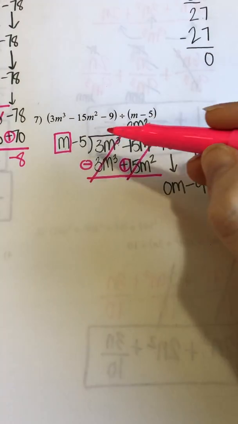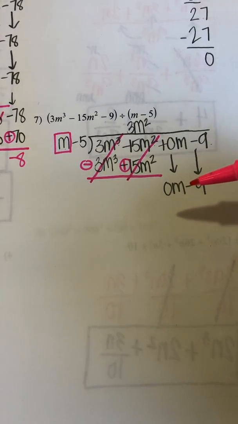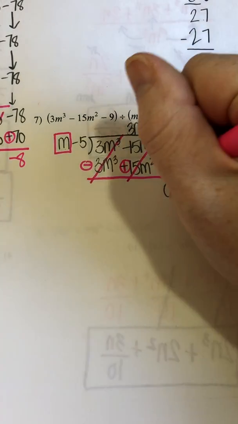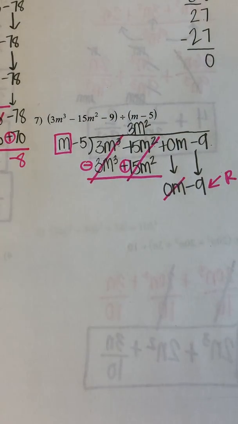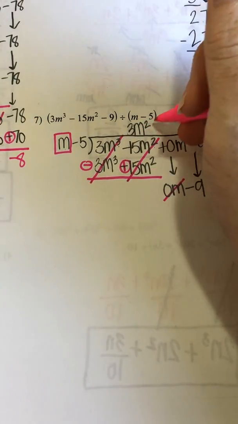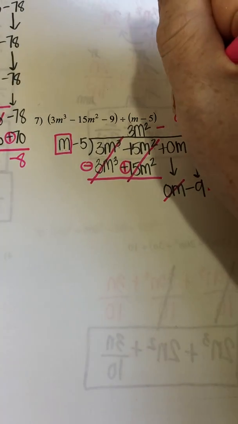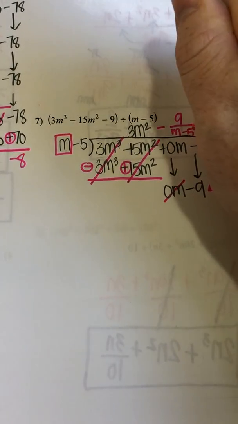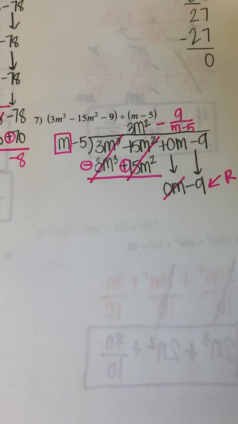Okay? Now, can I multiply m by something to give me 0m? 0. But does it make sense to put plus 0? No. So technically I'm done, okay? I'm just going to ignore that right there, and then this is going to be my remainder. So I have 3m squared. This is a negative 9, so I've got minus 9 over m minus 5. Are they always ugly like the first one I did? No.